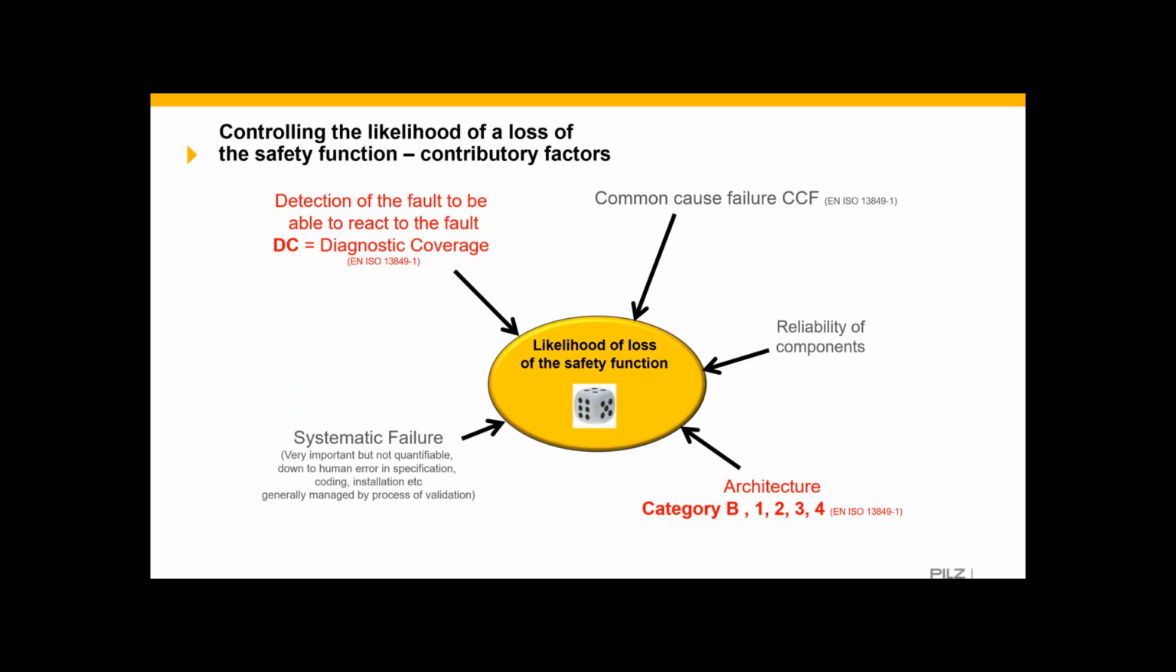So diagnostics coverage measures the effectiveness of diagnostics, which may be determined as a ratio between the failure rate of detected dangerous failures and the failure rates of total dangerous failures. But you have to bear in mind that diagnostics coverage can exist for a whole or parts of a safety related system. So an example, diagnostics coverage could exist for a sensor and/or logic system and/or final elements.